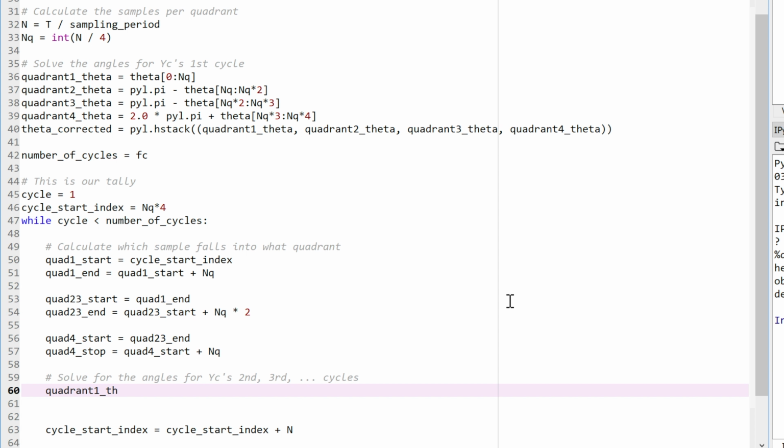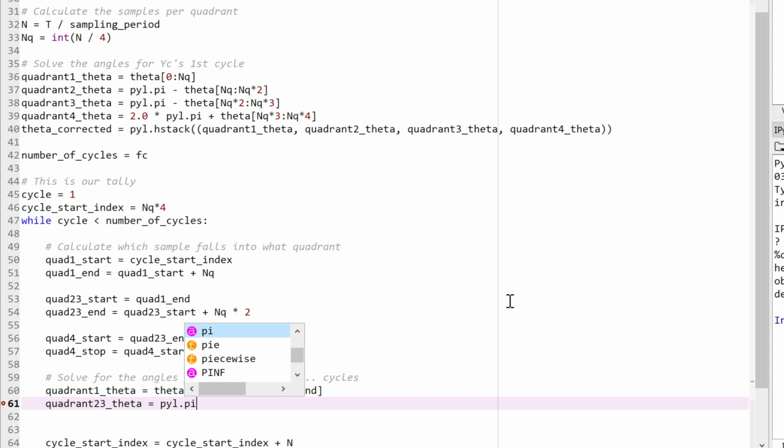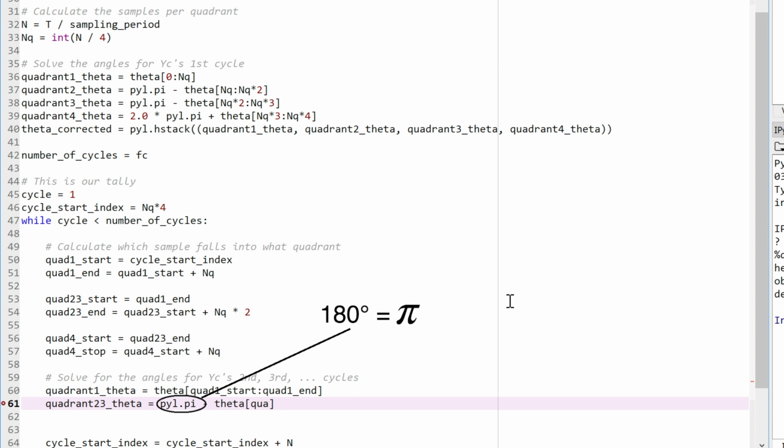Of course, we will start with writing out the formula for the quadrant 1 angles. Like last time, we can just take the quadrant 1 angles as is. What's nice is that we don't have to calculate any of these indexes inside the square brackets, since we just did that beforehand. As for quadrants 2 and 3, we just need to subtract whatever is stored in theta from 180 degrees.